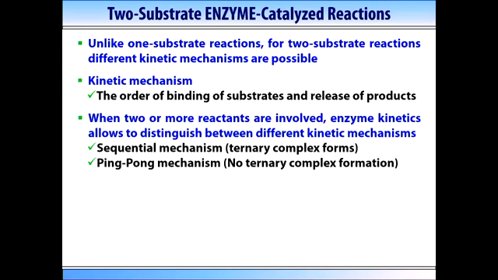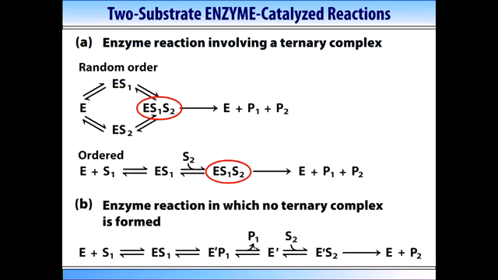Unlike one-substrate reactions, for two-substrate reactions different kinetic mechanisms are possible. So we'll see what those are. What is a kinetic mechanism? It's the order of binding of substrates and the release of products. So, just going straight, what is possible?